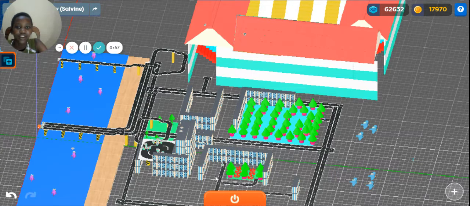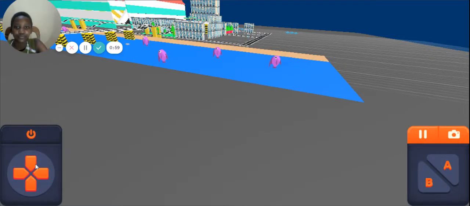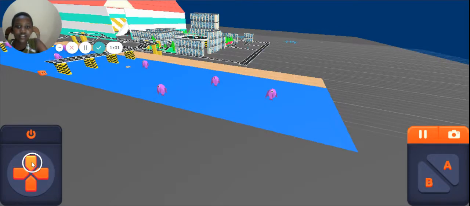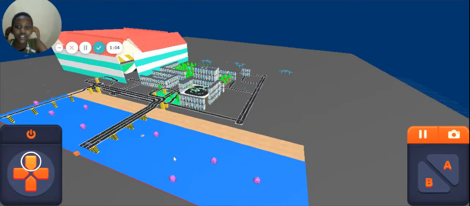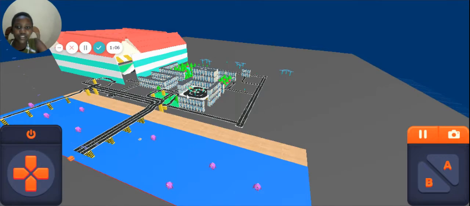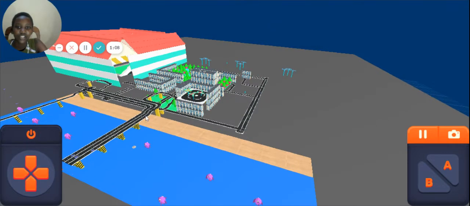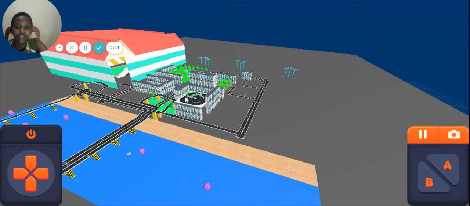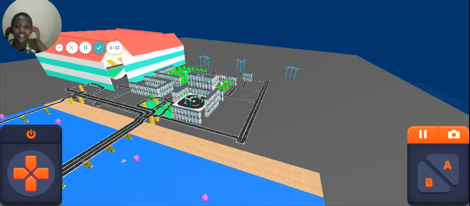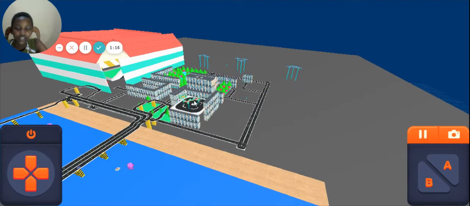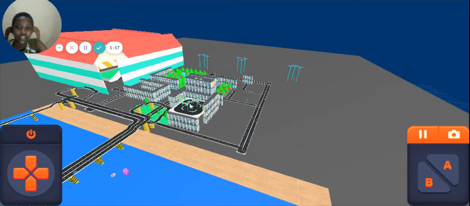Let us move around together. This is the lake and fishes which are swimming, a beach and a bridge, and we have a commercial place and a drone which are delivering goods and services.